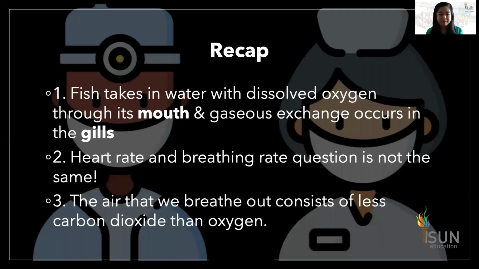So to recap, number 1, fish take in water with dissolved oxygen through its mouth, and gaseous exchange occurs through its gills. Heart rate and breathing rate question is not the same. They have different set of answer. And number 3, the air that we breathe out consists of less carbon dioxide than oxygen.